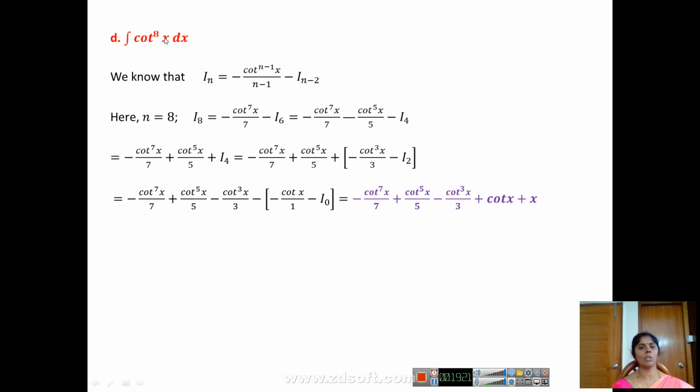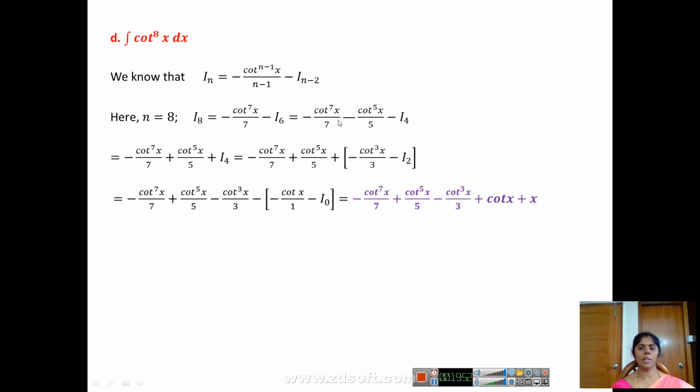The next problem is related to the cot function, that is I8 equals integral cot to the power 8 of x into dx. We know that integral cot to the power n of x into dx equals minus cot to the power n minus 1 of x divided by n minus 1, minus I(n minus 2). So here n equals 8, I8 equals minus cot to the power 7x by 7 minus I6.